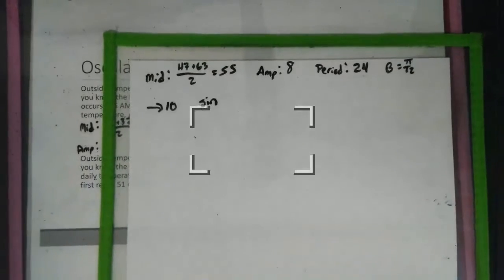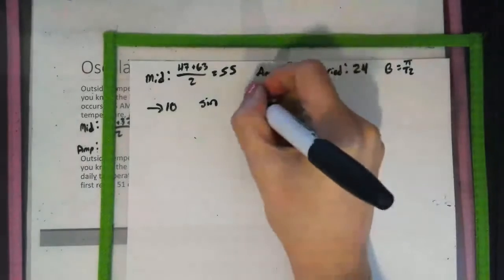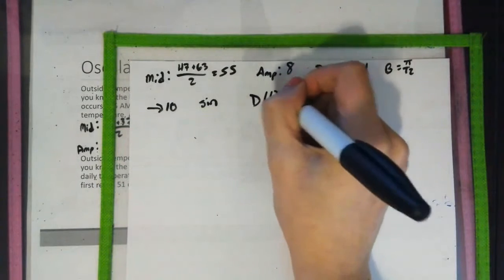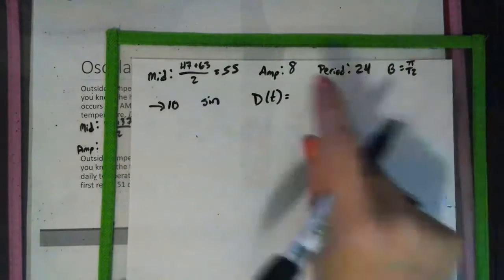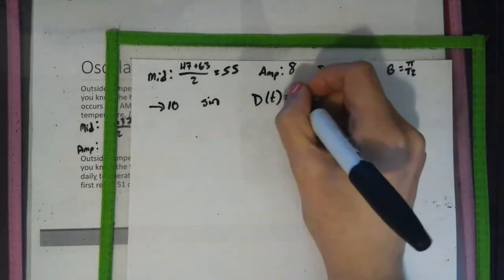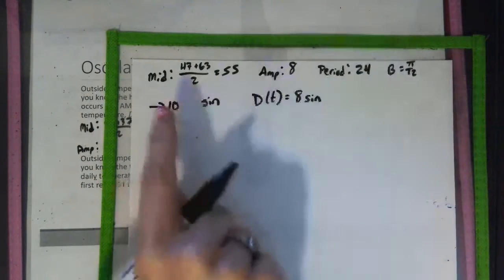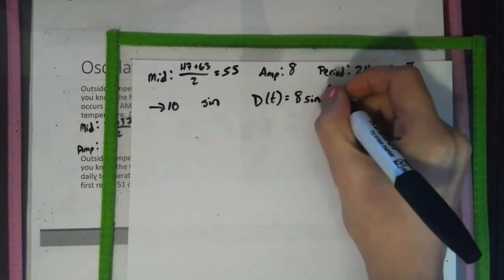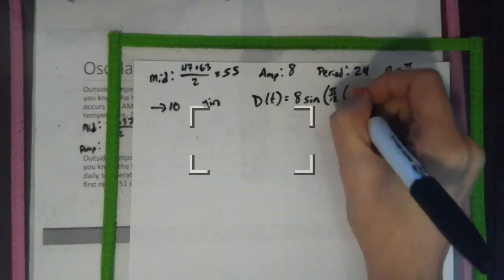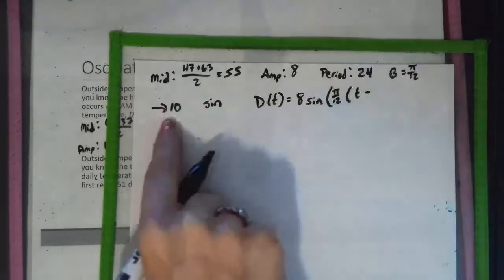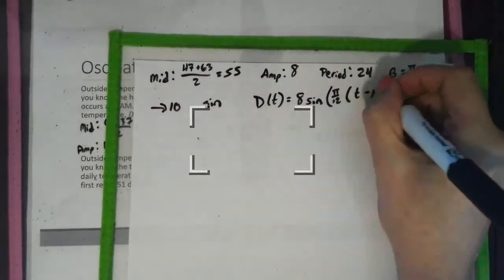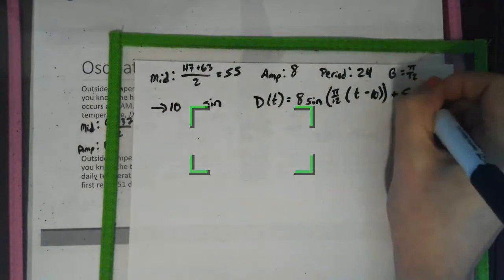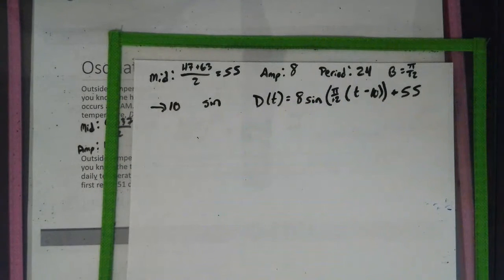So if I come up with a formula, I'm looking at the temperature in degrees as a function of time. It is equal to an amplitude of 8 times the sine of pi over 12 times t minus 10 for our horizontal shift, plus our midline of 55.